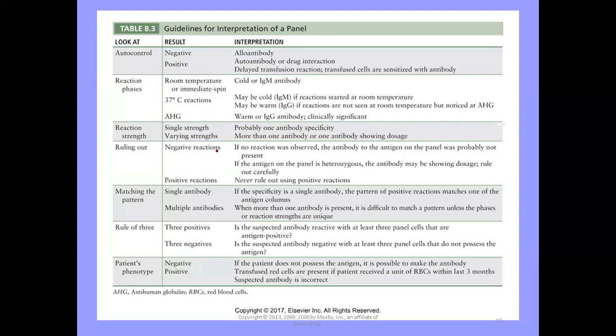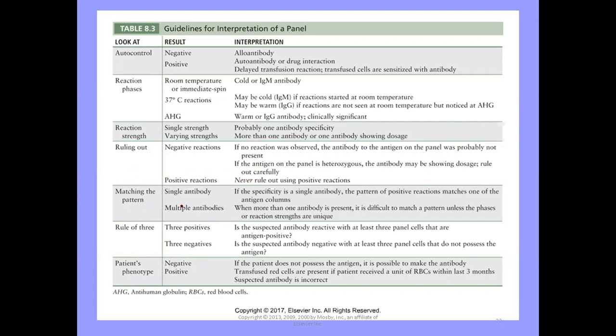So ruling out, we only use negative reactions, right, to eliminate antigens that are positive on our panel. If no reaction was observed, the antibody to the antigen on the panel was probably not present. If the antigen on the panel is heterozygous, we don't want to eliminate, we want to use dosage for that. And we never want to use positive reacting cells for elimination purposes. So we want to match the pattern. With us, it was a single antibody, so it matched perfectly.